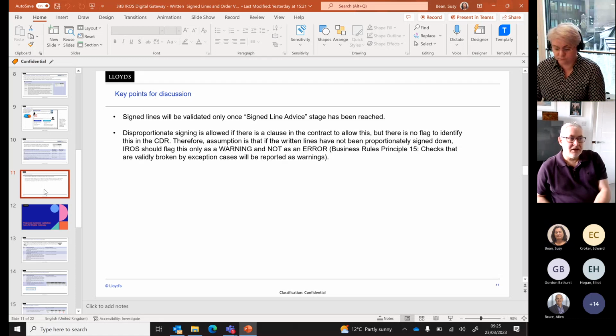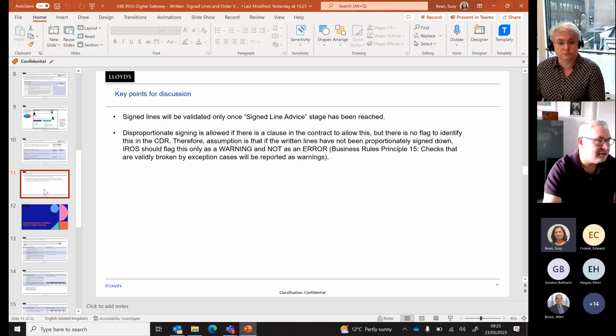So the question is, do people agree that it makes sense for it to be a warning rather than an error? So it wouldn't stop it going through and being stored in the risk data store, but it would just flag it as a warning if there is a disproportionate signing down. Okay, and that's going back to whom? The syndicate that's on the receiving end of the disproportionate signing down, or the broker, or who receives the... It would be whoever submitted the contract to the digital gateway.